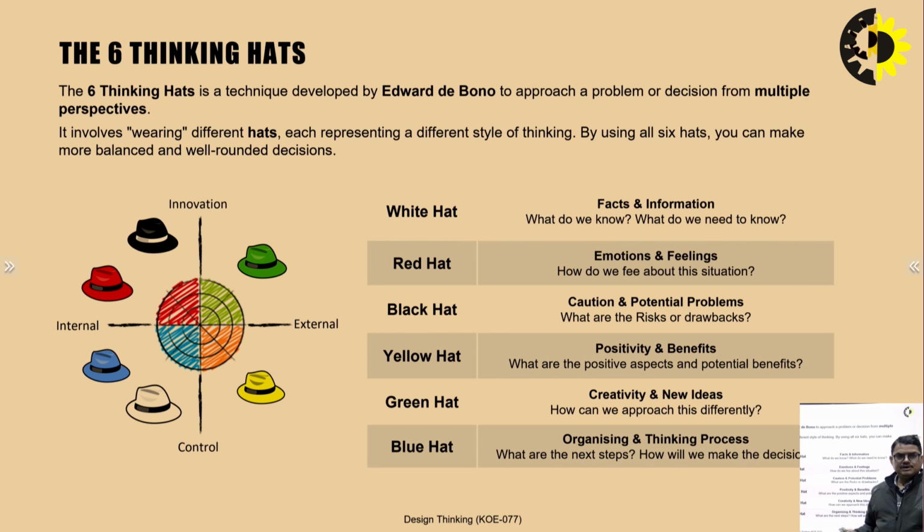How can we play this game? If we are alone, we can mentally wear these hats one by one. If I am wearing the white hat at a particular time, I will focus only on facts and information. If I am wearing the green hat, I will focus only on creativity and new ideas to solve that particular problem. Or if you want multiple perspectives, you can play this game with multiple people, and every person will wear one hat at a time and think according to the perception of that hat at that particular time.